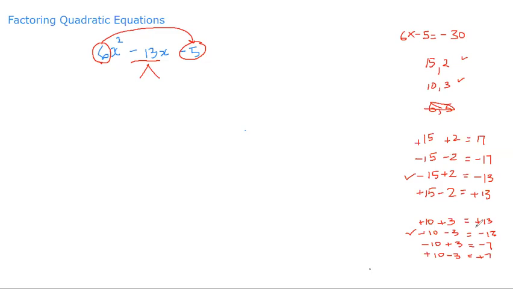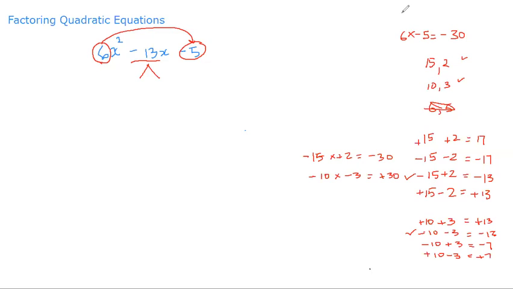Now, how do I decide which of these two I am going to use? I have to use the one that, when I multiply them, gives me the minus 30 that we calculated earlier. So negative 15 multiplied by positive 2 gives me negative 30. And negative 10 multiplied by negative 3 gives me plus 30. So you see, we eliminate one. This can't work because I'm getting plus 30 here, so this is out.